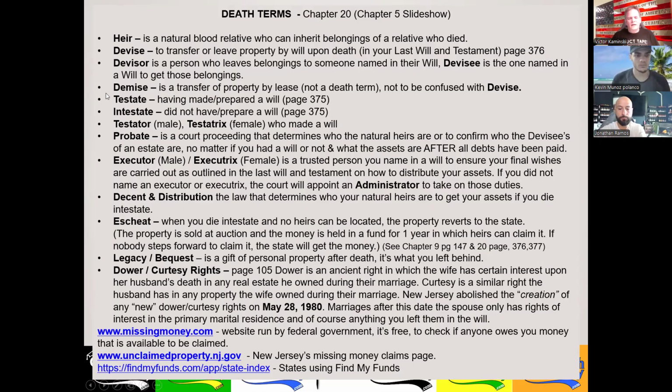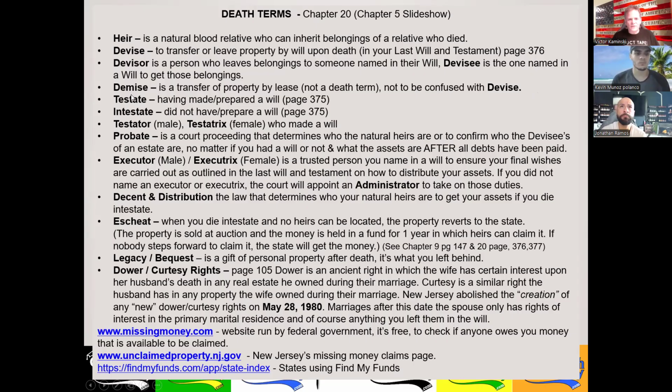Demise, I put this here, it's not a death term, but I put it here because it's demise and devise. People often mix them up. So I put it here just so you could study them together. Demise, every lease has a demising clause in it that says that the landlord is to let the premises and the tenant is to take possession of it. So demise is a transfer of property by lease. Do not confuse it with devise, which is a transfer of property by will upon death.